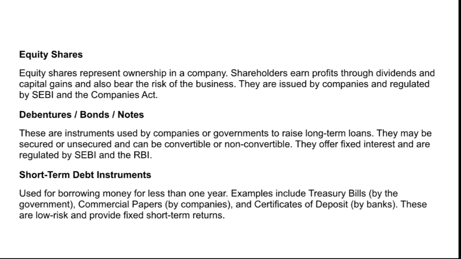At the same time, you also bear the risk, because let's say this 1000 goes down to 800 rupees. That basically means your share value has come down to 8 rupees per share, and that also makes you a bearer of the risk of the business. So if the company makes profit, you profit. If the company makes a loss, you will be at a loss also. These are issued by companies and they are regulated by SEBI and the Companies Act.